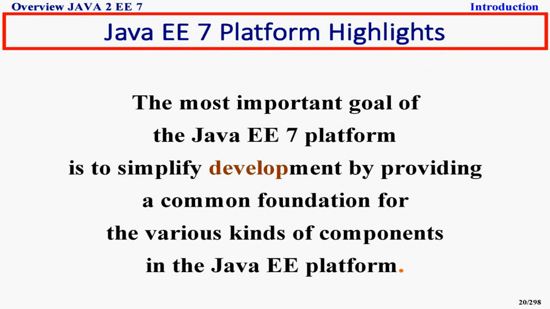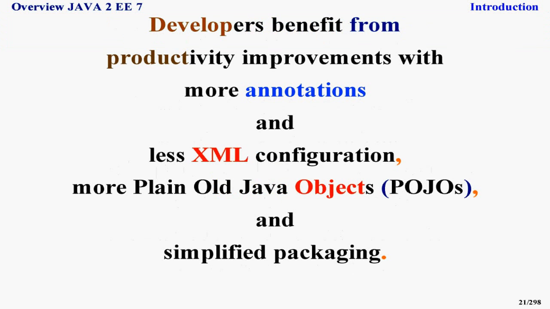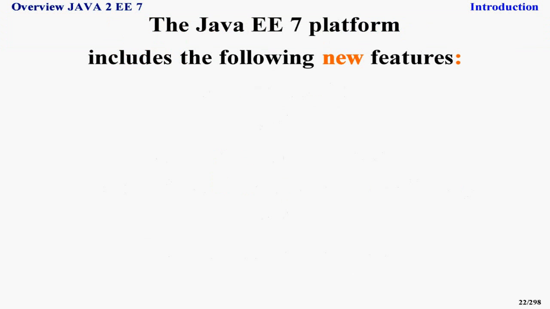Java EE 7 platform highlights. The most important goal of the Java EE 7 platform is to simplify development by providing a common foundation for the various kinds of components in the Java EE platform. Developers benefit from productivity improvements with more annotations and less XML configuration, more plain old Java objects (POJOs), and simplified packaging. The Java EE 7 platform includes the following new features.